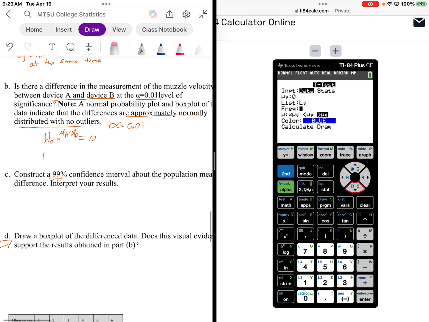What do I need to write for my alternative hypothesis? What inequality sign should I use? Do they lean one way or the other, saying greater than or less than? They don't. So this one right here, is there a difference? That tells me I need to use a not equal to symbol.